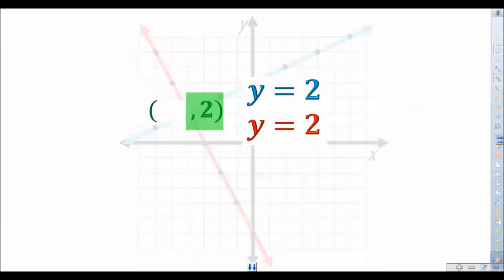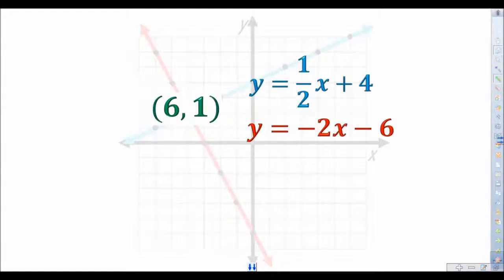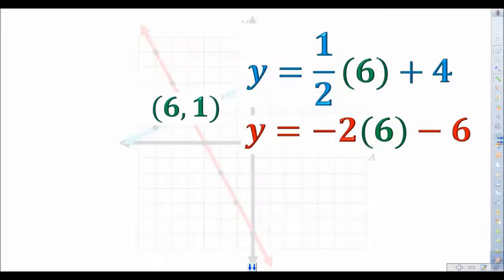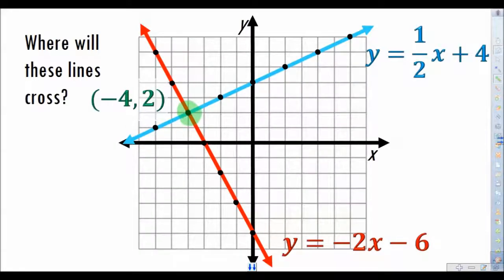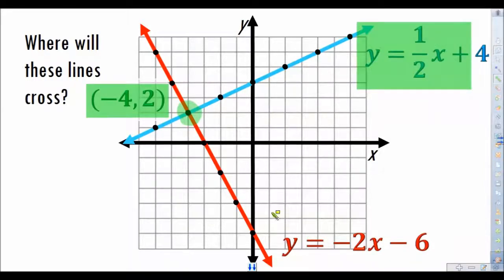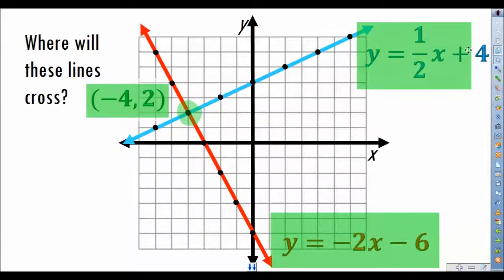This doesn't happen all the time. This is actually a pretty special spot here. If I just picked any random point with the same two equations, say 6, 1, this doesn't work. If I put a 6 in there, take half of 6, I get 3. 3 plus 4 is 7. Back over here, if I take -2, multiply it by 6, I get -12. -12 minus 6, that gives me -18. These two numbers don't match that number here. So what's important here is that this point right here at the intersection point, this ordered pair here will actually work for both equations here.